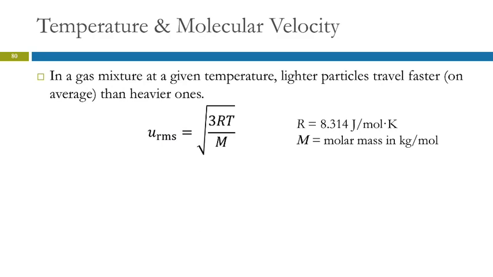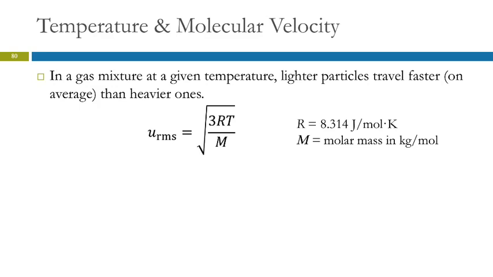So if we have a gas at a given temperature, a mixture, so you have some heavier and some lighter particles, the lighter particles are going to travel faster than the heavier ones on average. Because if the mass is large, the velocity has to be smaller and vice versa.